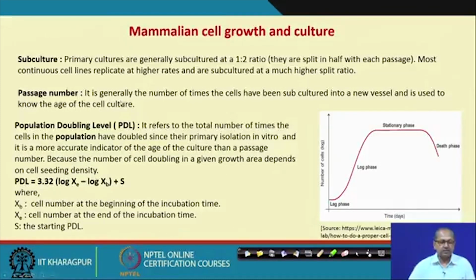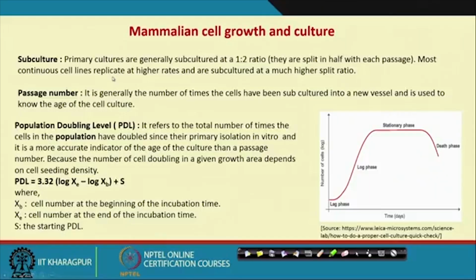What is passage number? It is generally the number of times cells have been subcultured into a new vessel, and it is used to know the age of the cell culture, because age is a very important factor in cellular behavior. So, what is population doubling level? PDL refers to the total number of times the cells in the population have doubled since their primary isolation in vitro, and it is a more accurate indicator of the age of the culture than the passage number. Why?